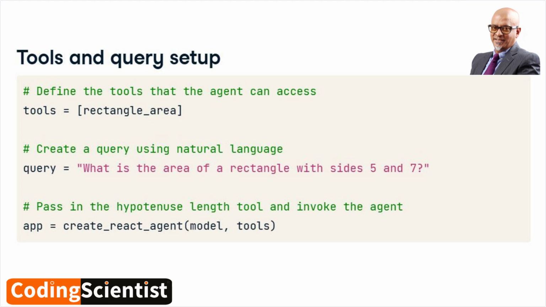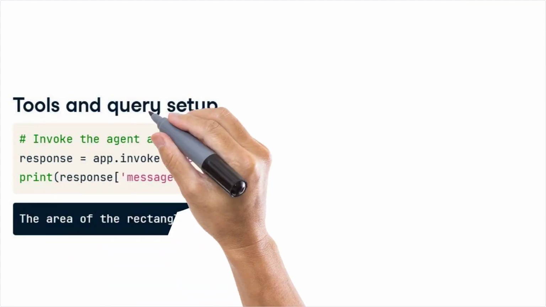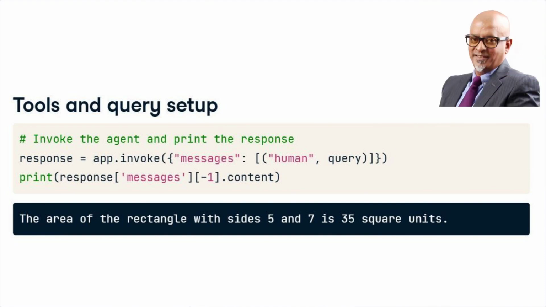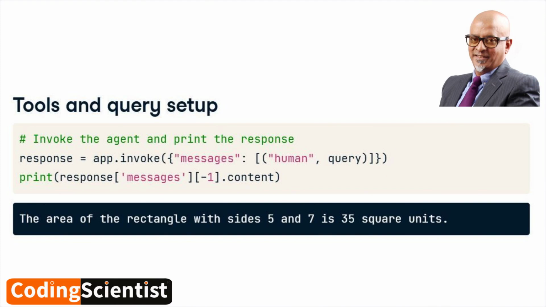We'll then create our React agent called app, passing in the model and the tool we just built. To test that the agent works, we'll invoke the agent we just created, passing in the query we defined, and then print the agent's response by identifying the last item in messages using the .content attribute. Looks like it works. So far, we've reviewed math tools and agentic workflows.